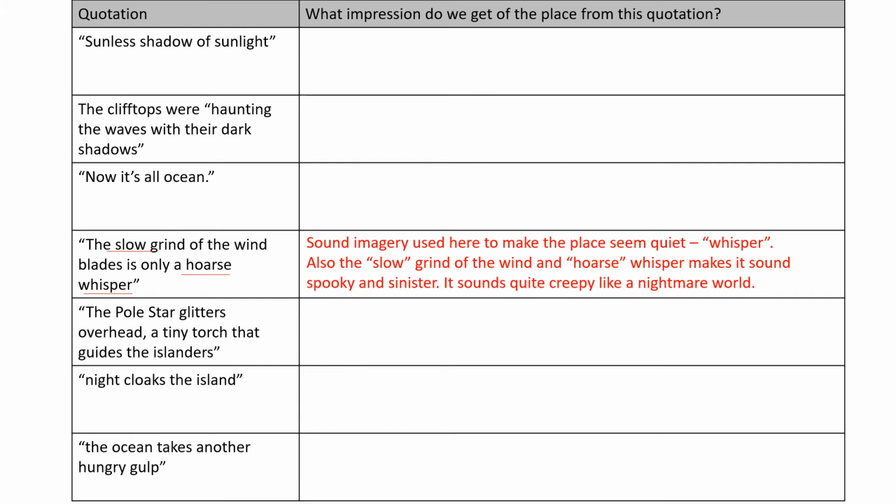I want you to do the same for your other ones. Here's another example. Now it's all ocean. So I want to pick out the word now, all, and the fact that it's a short, sharp sentence. Because, so I've started that one for you. Now pause the recording and fill out this table for yourself.